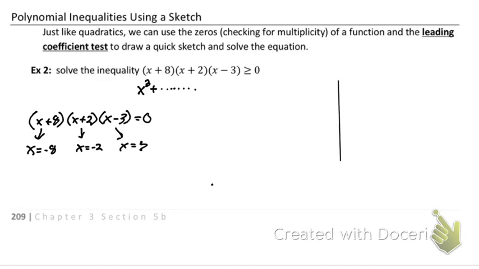Let's make a quick graph of this. So I need a negative 8. 1, 2, 3, 4, 5, 6, 7. Whew, just barely got it. So that'd be my 0 at negative 8. Then we have a 0 at negative 2. And then we have a 0 at 3.